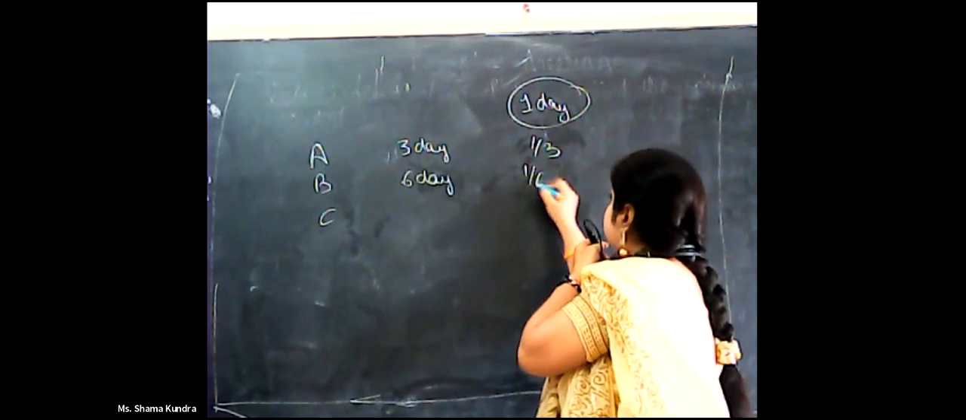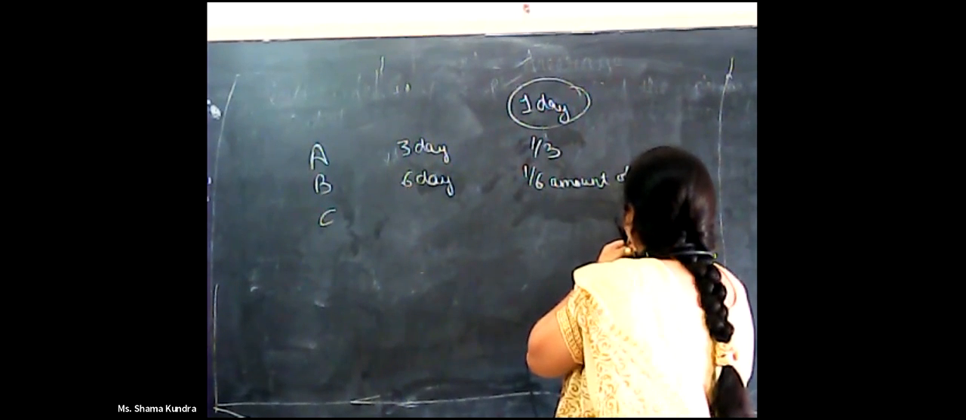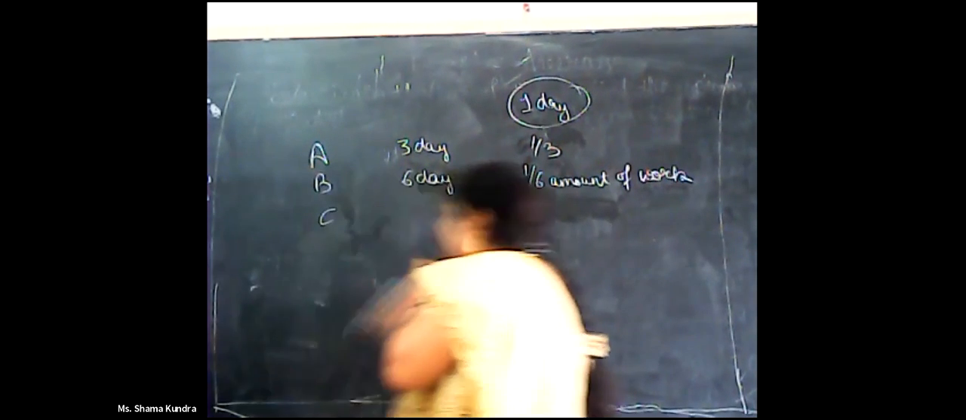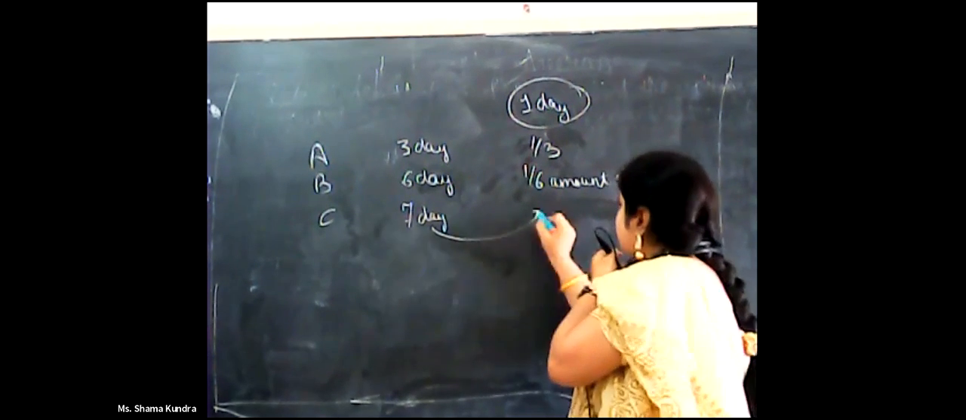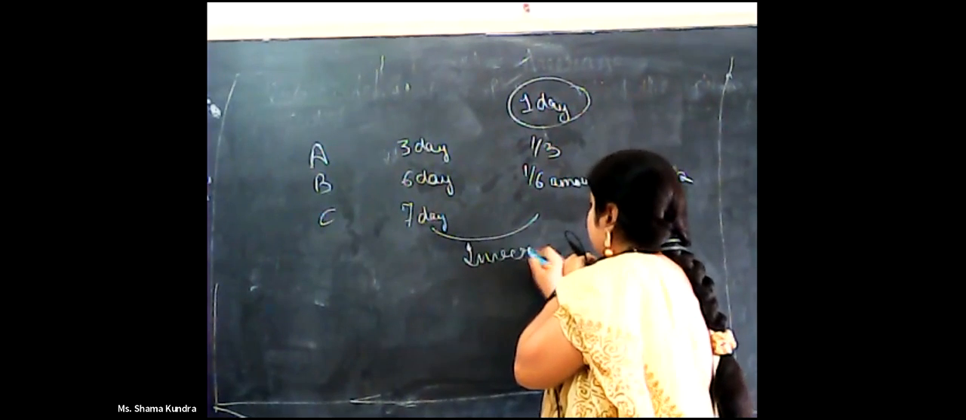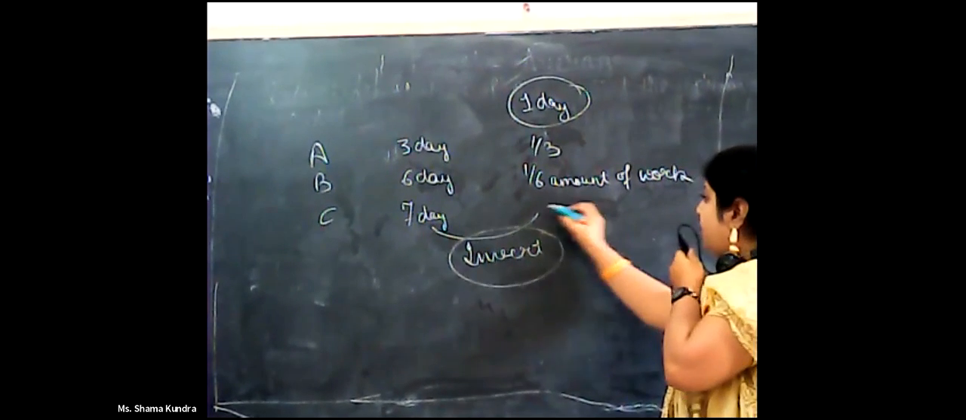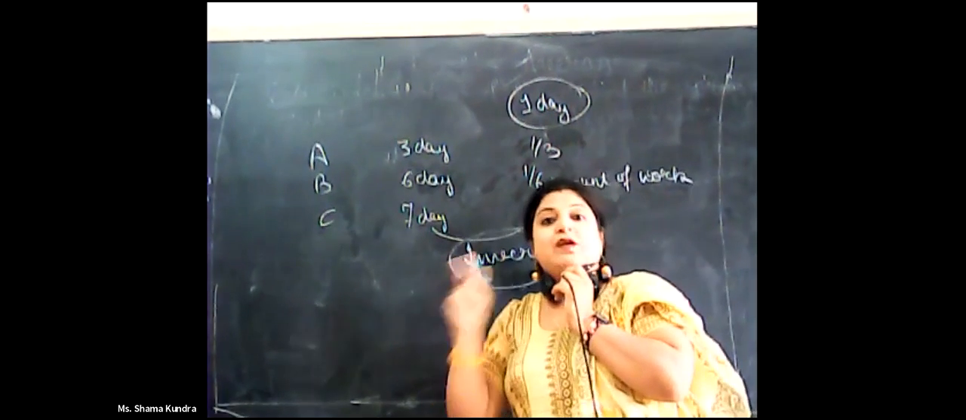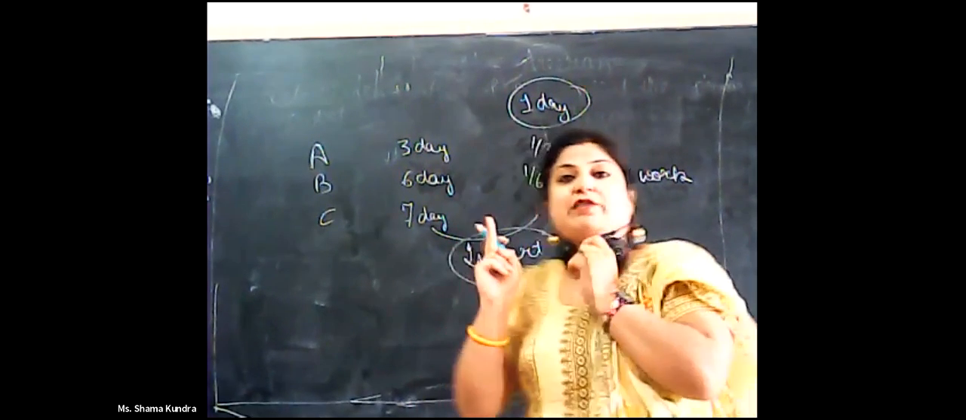So in 1 day, simply invert: 1/6 amount of work will be done, and C takes 7 days. Simply invert. This is the trick. You have to remember this trick. You have to simply invert. What you will get? 1/7 amount of work is done by C in 1 day. First of all, you always have to find out the 1 day work. This is the trick.